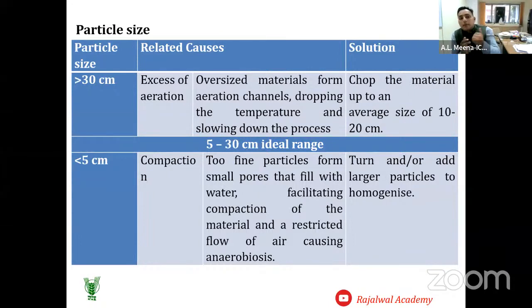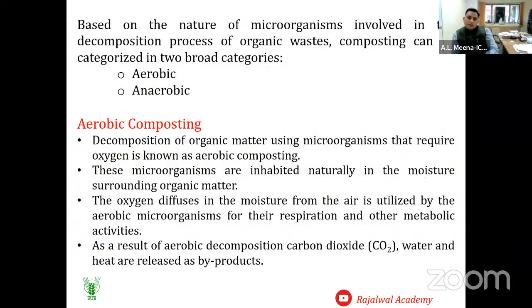And if the particle size is higher, if you are not chopping your composting material before applying it and you are directly using it, then in that case the time of the composting process will be high, and it will take more time as compared to the ideal size particle you are using for the composting process.